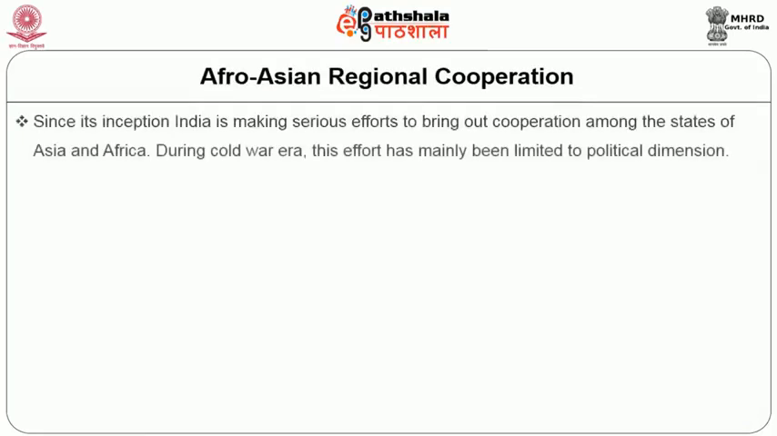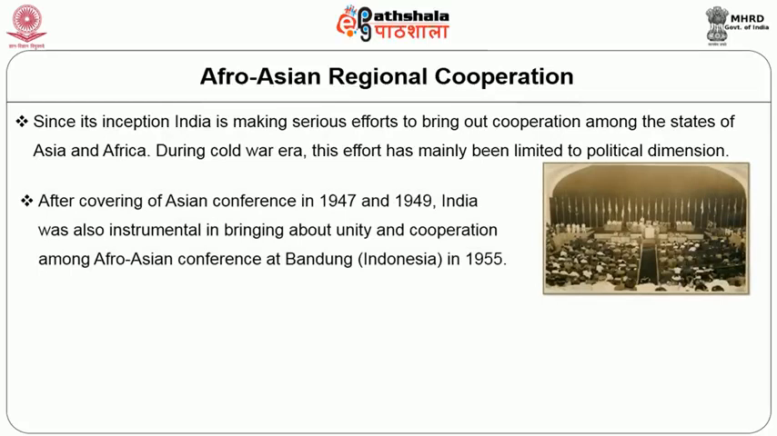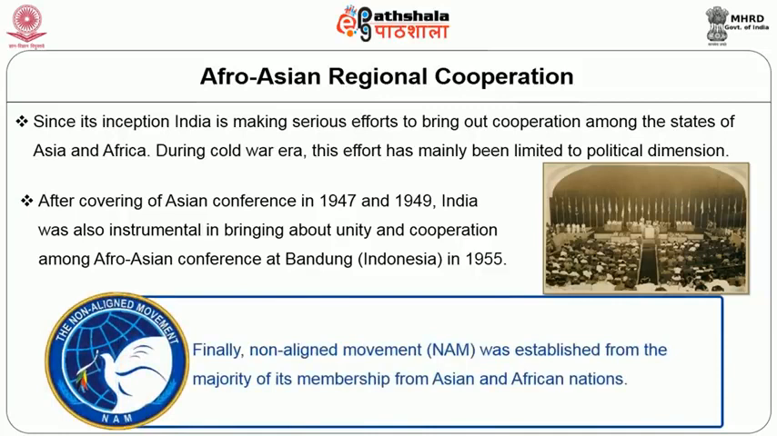Afro-Asian Regional Cooperation. Since its inception, India has been making serious efforts to bring about cooperation among the states of Asia and Africa. During the Cold War era, this effort was mainly limited to the political dimension. After convening the Asian Conferences in 1947 and 1949, India was also instrumental in bringing about unity and cooperation at the Afro-Asian Conference at Bandung in 1955. Finally, the Non-Aligned Movement was established, with the majority of its membership from Asian and African nations.